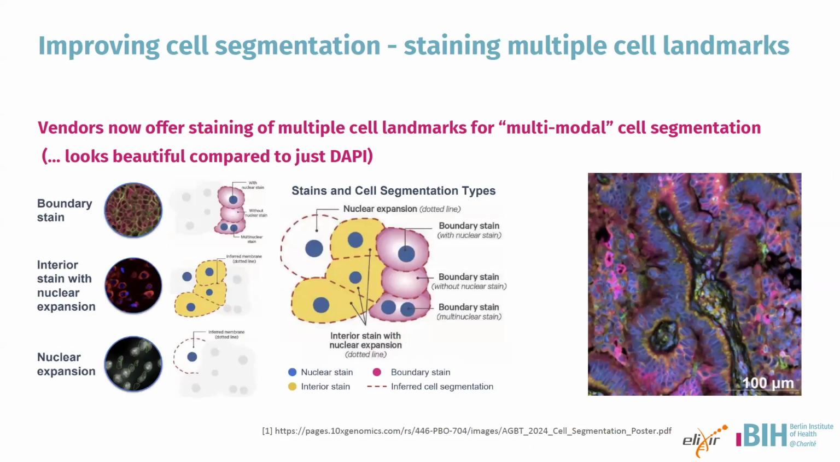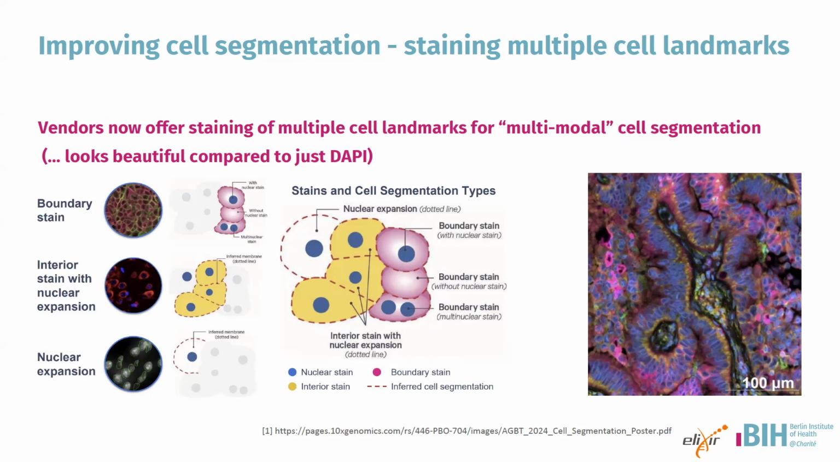Over the last year, the field has really taken a step further. They've realized this DAPI plus expansion really doesn't work very well, and now they're offering different ways of staining cells. Here I've given the example of what 10x Genomics Xenium offers, this concept of multimodal cell segmentation. This is where they take multiple types of stains, including the DAPI nucleus, but also a cell interior stain and a boundary stain.